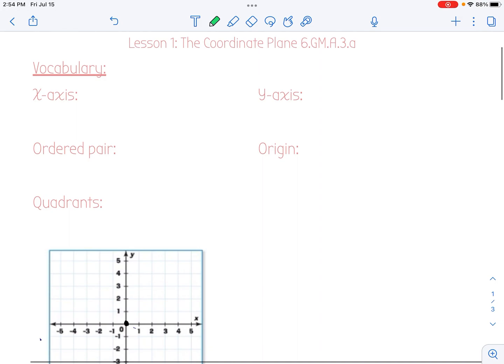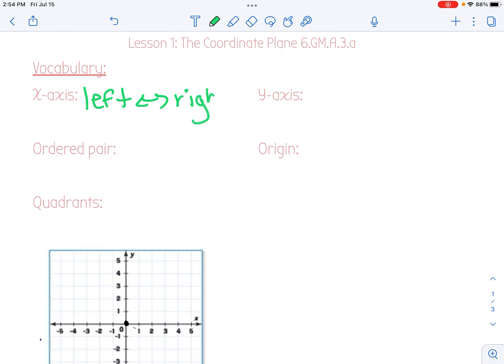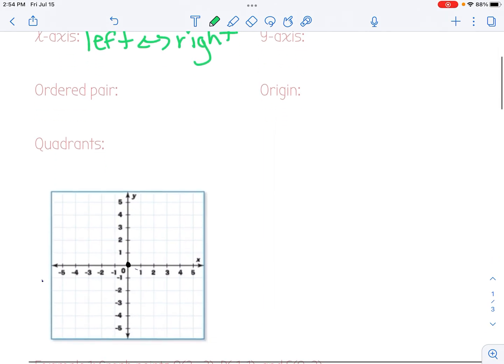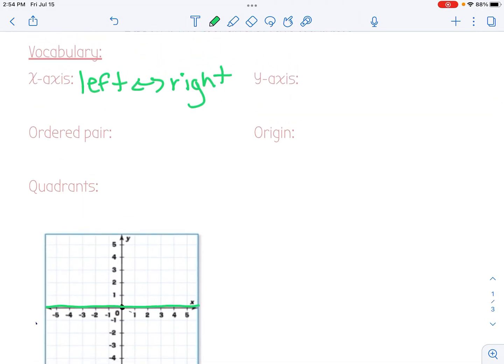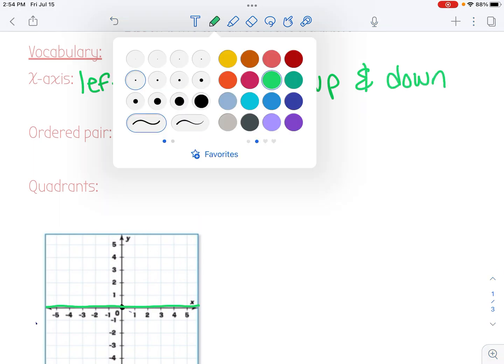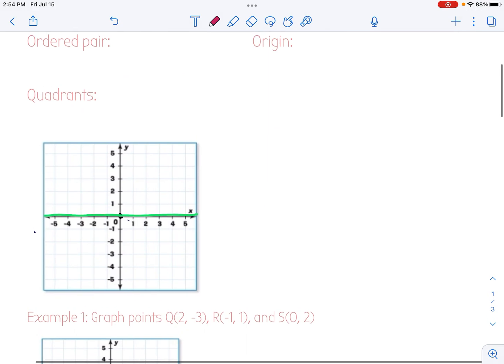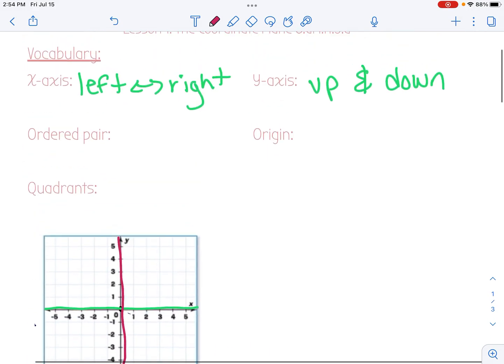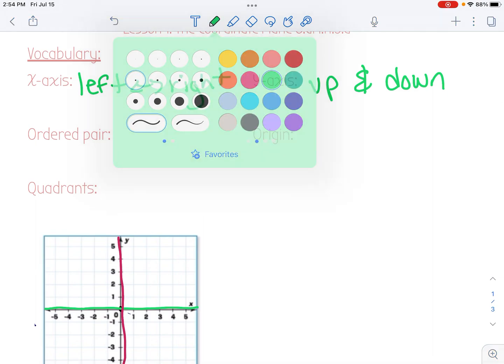In this video, we're going to be talking about the coordinate plane. So some vocabulary terms: the x-axis, this is the horizontal line. This is the line that goes left and right. So on your coordinate plane, the line that goes left and right, that is your x-axis. And then your y-axis is the line that goes up and down. This is your vertical line. So the line that goes up and down, this is your y-axis.